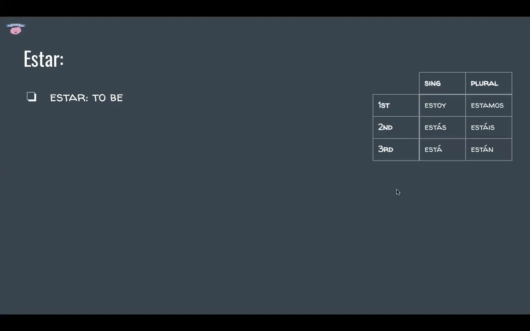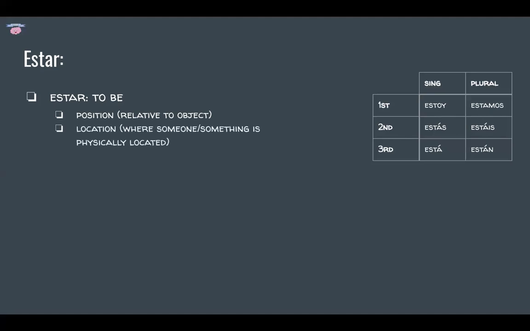And this is used for everything that ser is not. For example, position relative to an object. Soy al lado de la mesa. I'm next to the table. Sorry, estoy al lado de la mesa. I'm next to the table. Location, where someone or something is physically located. So, España es en Europa, which means Spain is in Europe.